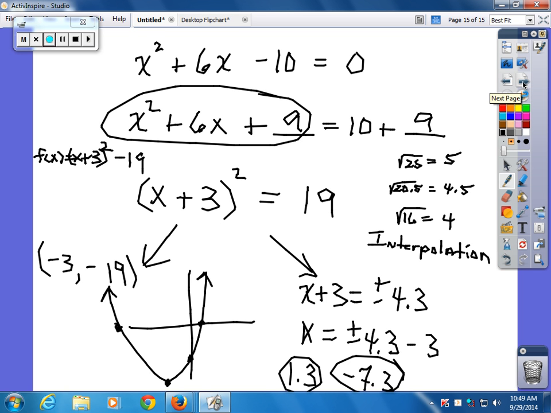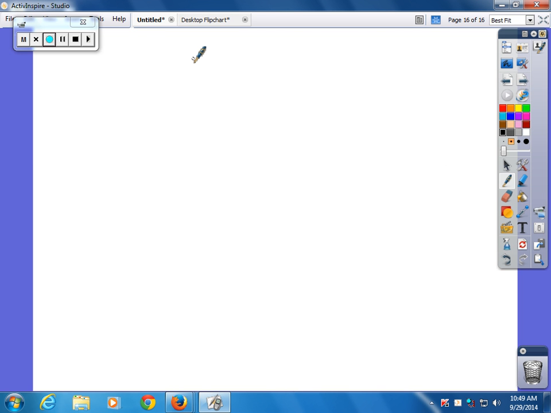All right, let's step it up a notch. Because we don't want you to be complacent. Right? X squared plus 3x plus 8 is equal to 0.